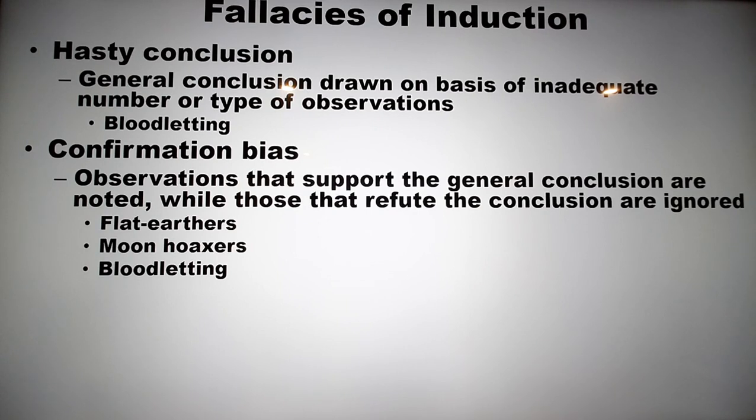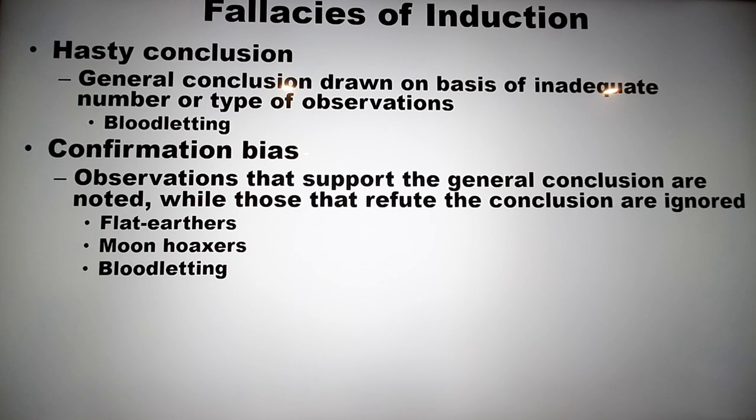In the confirmation bias fallacy, observations that support the conclusion are noted and they reinforce the belief in the conclusion, while observations that would refute the conclusion are either consciously or unconsciously ignored. So we saw that, for example, with the flat earthers. There's a number of observations that we've talked about that demonstrate that the earth is not flat, but the flat earthers simply ignore those.